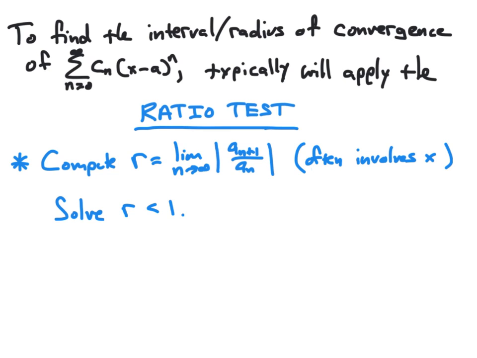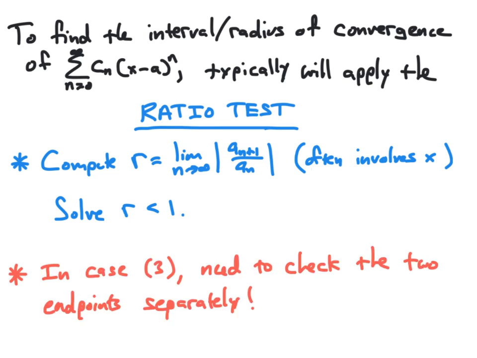The goal here is to determine for which values of x our power series converge, and therefore since we're using the ratio test, we would like to know for which values of x is r less than 1, since r being less than 1 is the condition for convergence in the ratio test. So we set our inequality r less than 1 and solve this for x. This gives us the set of all values of x for which our series converge, which is our interval of convergence.